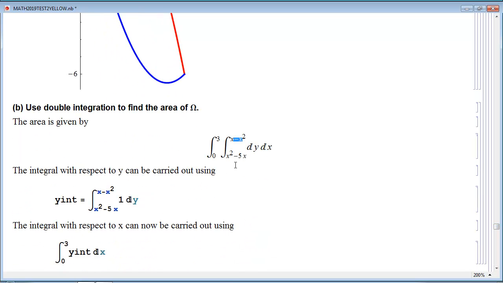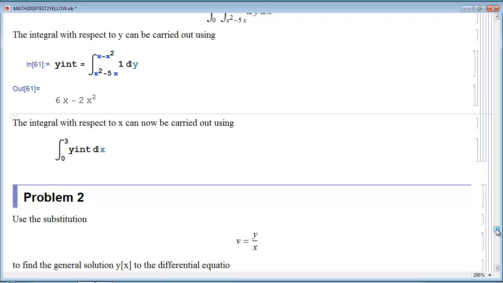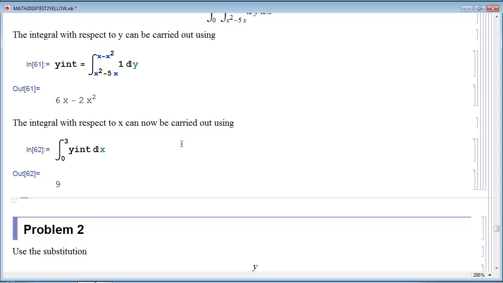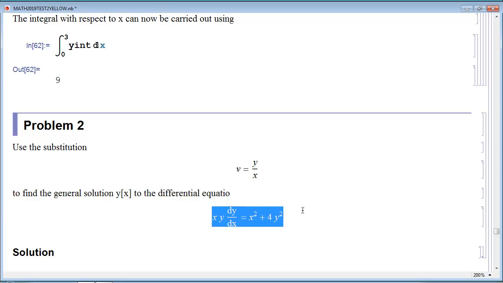So we first do the y integration using this, and now we do the x integration using this, and the answer to the problem is 9. So that wasn't too bad. So let's go on to problem 2, and this is about a differential equation, this one here, which is non-linear, and we're asked to solve it using this substitution or transformation. So let's get started.